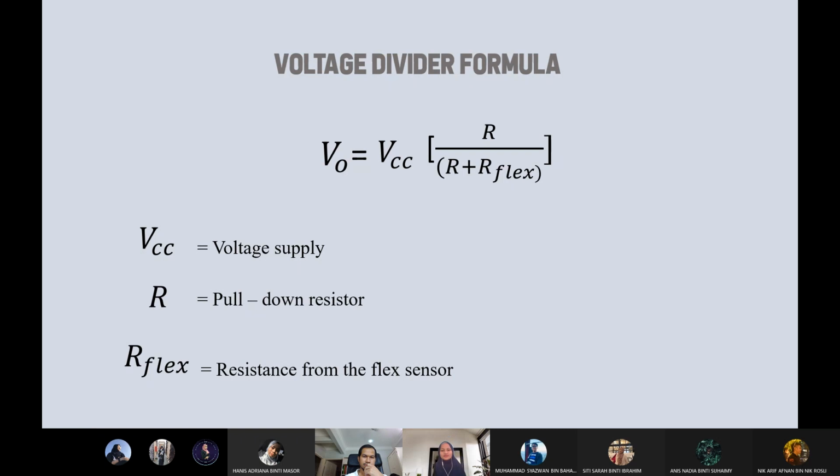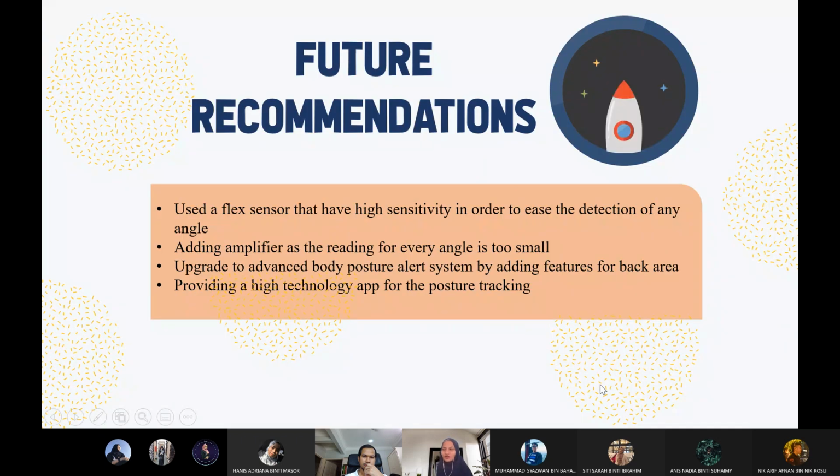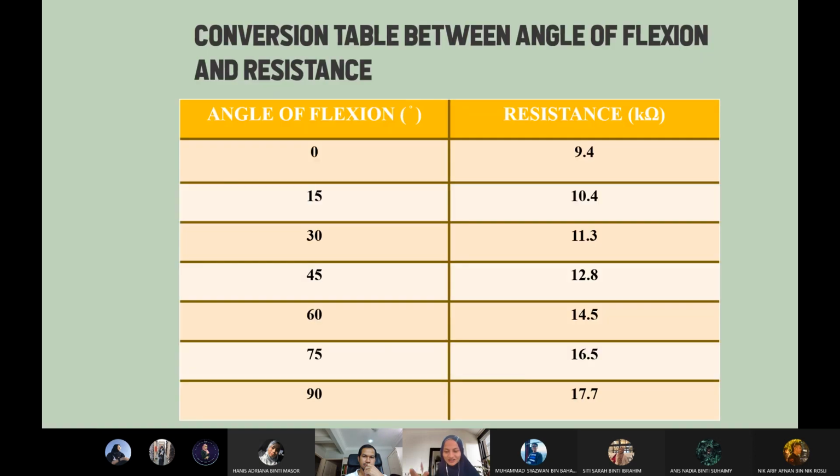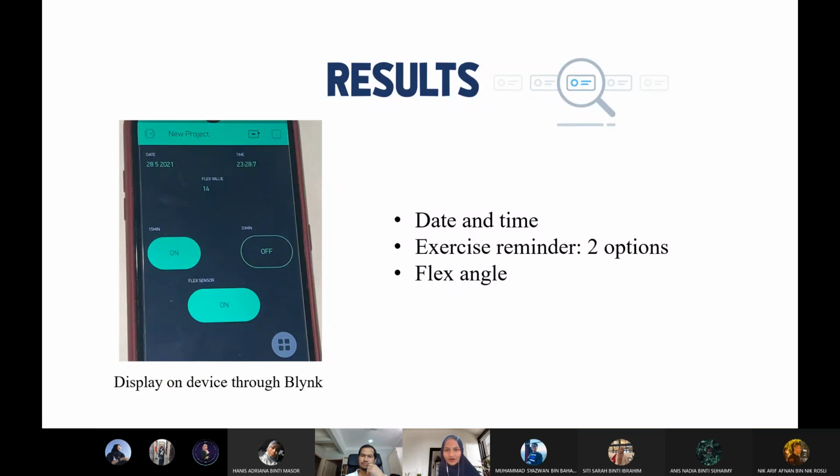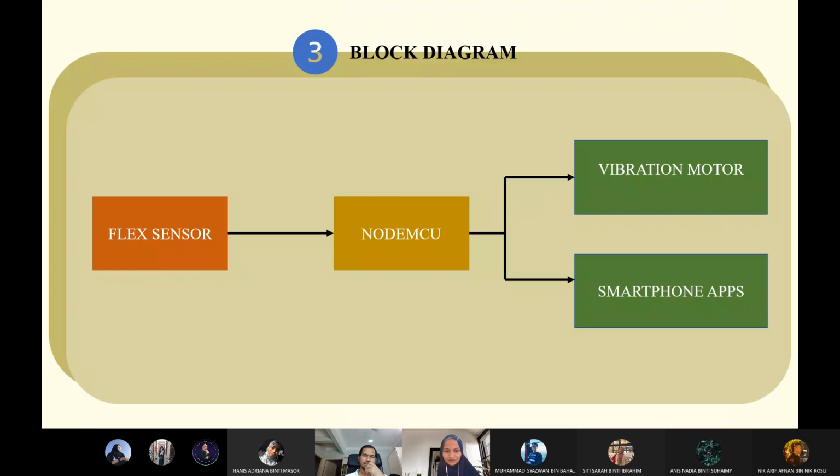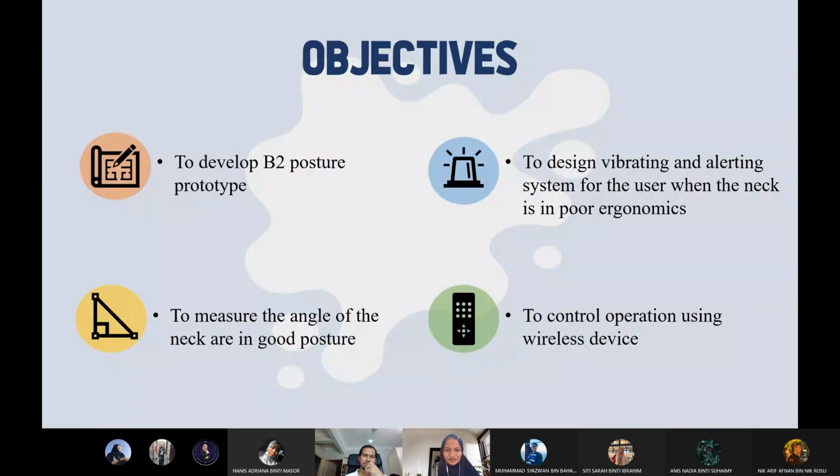So as for the result of my project, I think it's working and achieves all the objectives. And here is my objective.